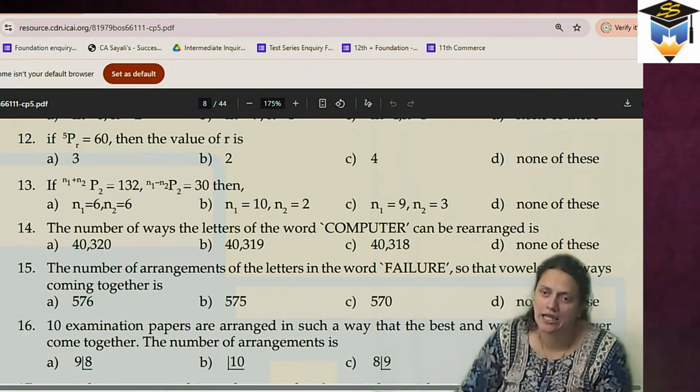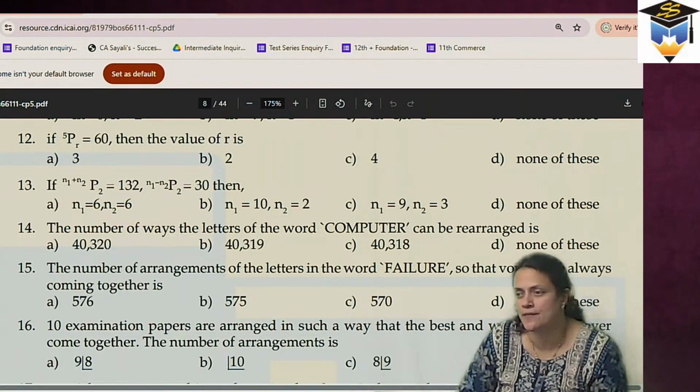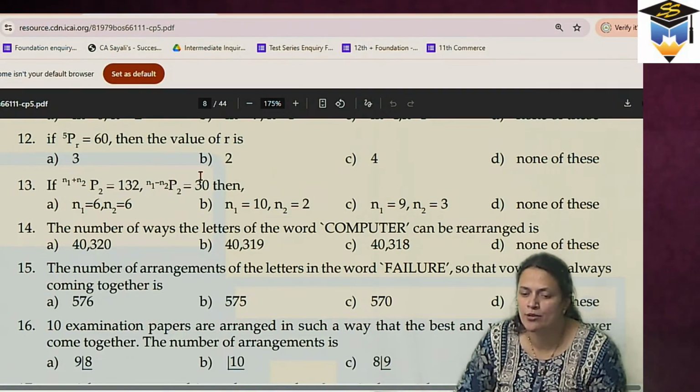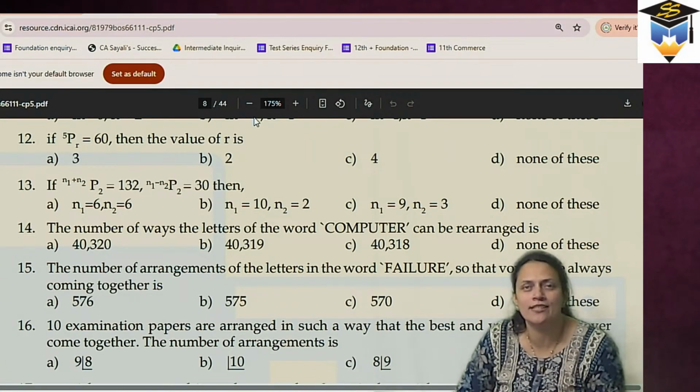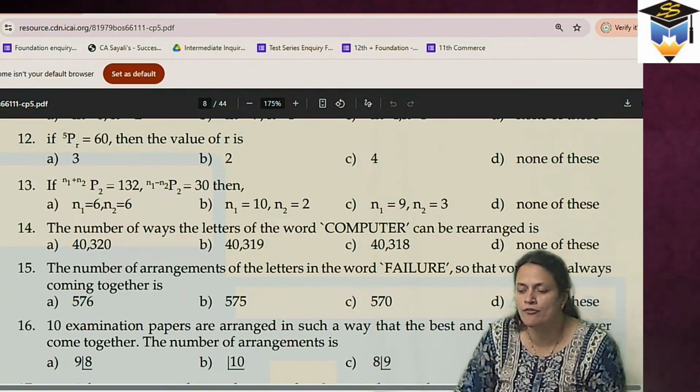Option A, 3. 5P3 is 60. Okay? Substitute in the formula and solve. I'm not going to solve this. This is very easy. Just use the formula and solve.